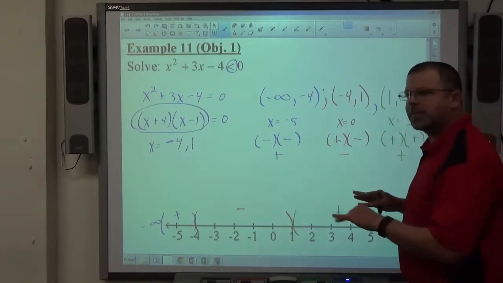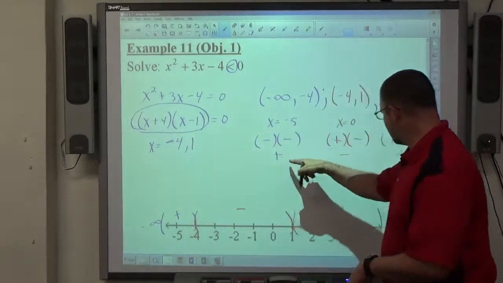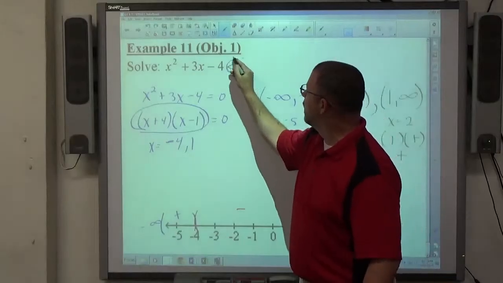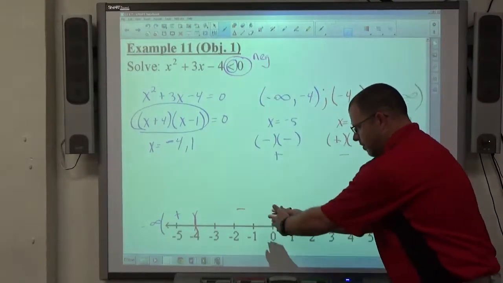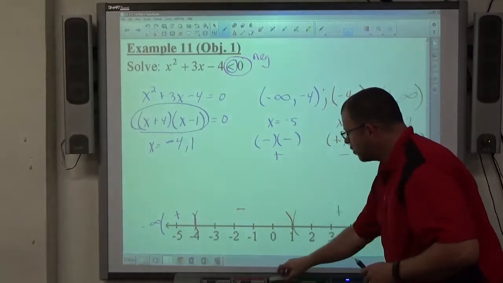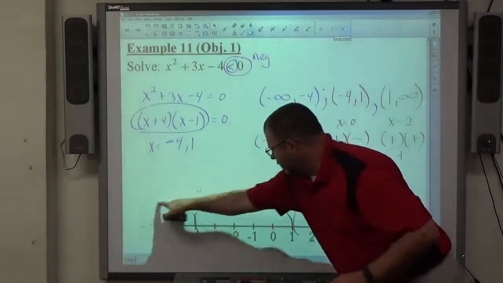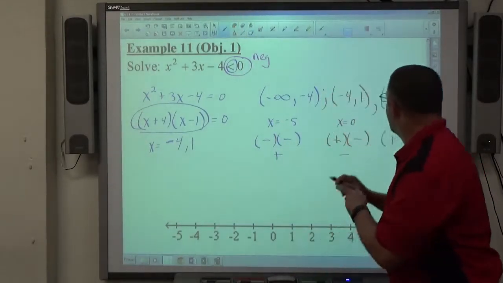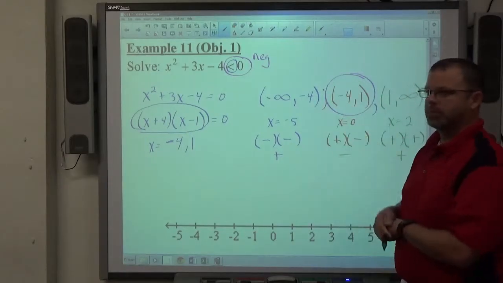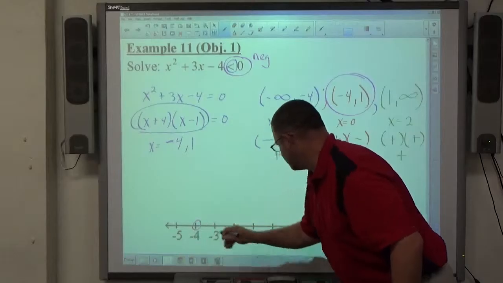Once you've done all that, you simply have to figure out which of these answers, plus or minus, make this inequality true. Less than 0 means negative, right? So we're looking for negatives. This is the negative interval, right? Okay. So as far as an interval answer is concerned, this is the correct answer in interval form, negative 4 to 1. This is the correct answer in graph form.